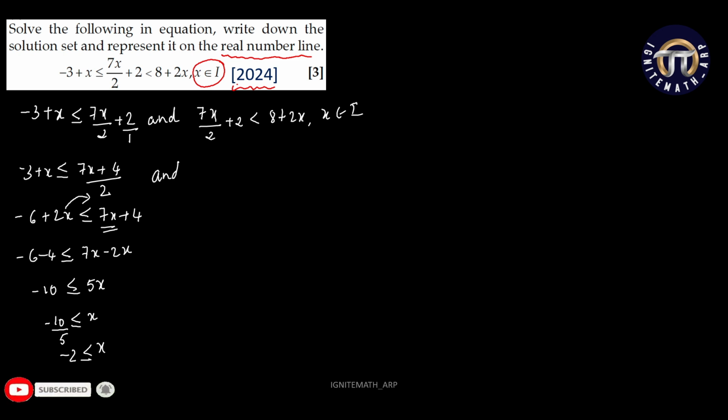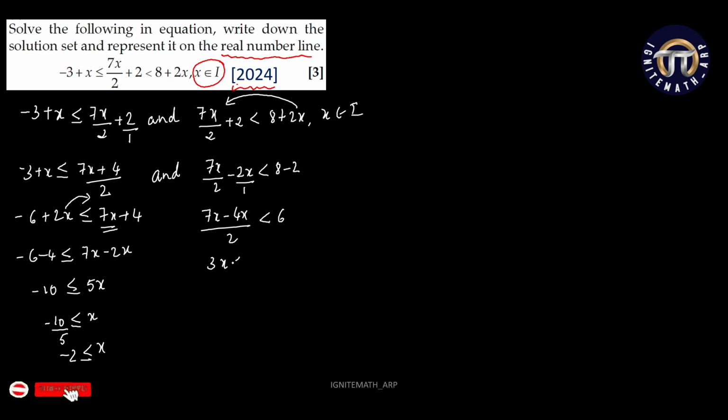Right. And the other part of the inequation, that is 7x by 2 plus 2 and 2x is here. So I'll take this 2x to the other side. Clear? So I can write this as 7x by 2 minus 2x smaller than 8 minus 2. Here if I take the LCM, it is going to be 7x minus 4x by 2 smaller than 6. So this is going to be 3x smaller than 6 into 2, because I take the 2 to the other side. So I can write x is smaller than 12 by 3. x is smaller than 4.